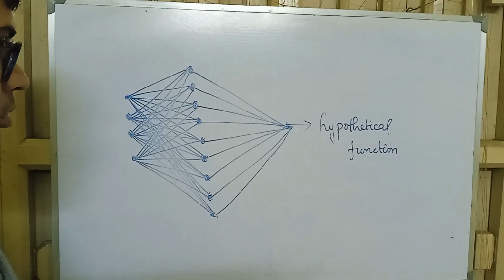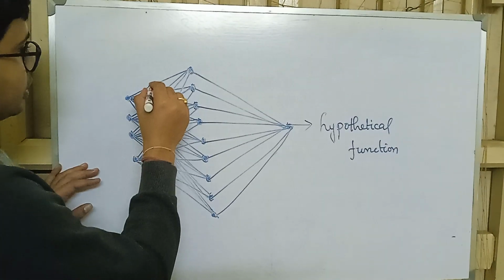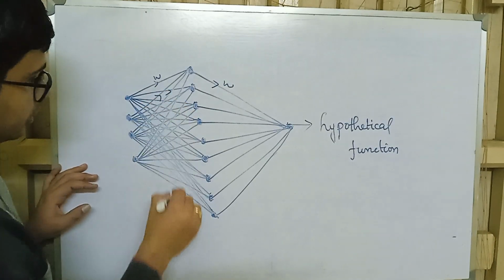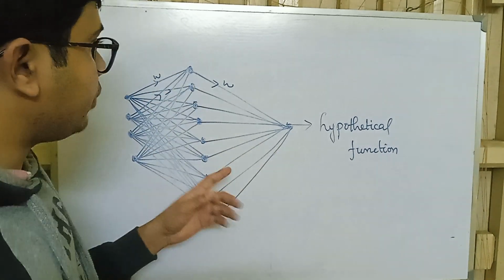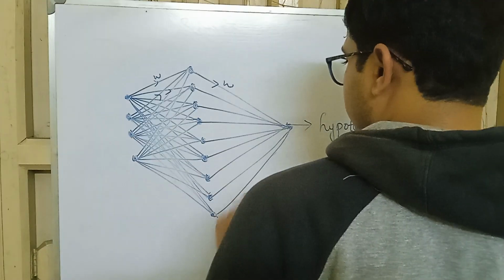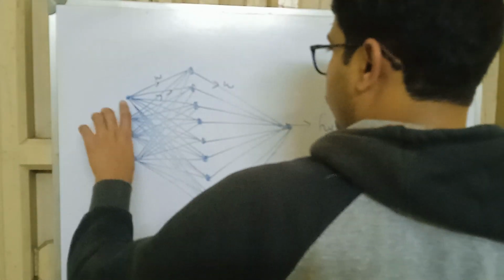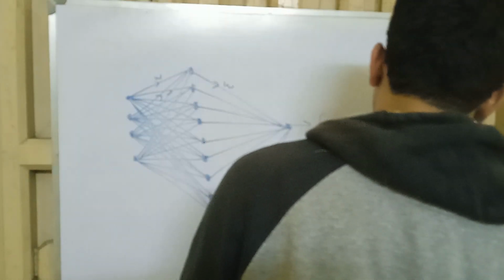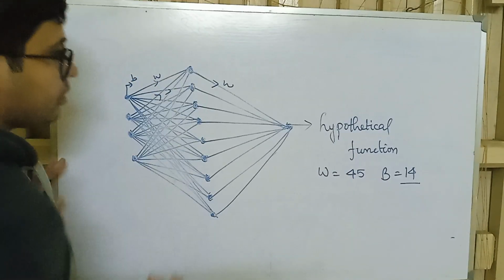The inputs of that function will be weights and biases. These are the weights, w. 4 into 9 is 36 weights, plus 9 weights here, so 36 plus 9 means 45 weights. And biases: 9 plus 4 plus 1, that is 14 biases. From each neuron itself a bias will be given.